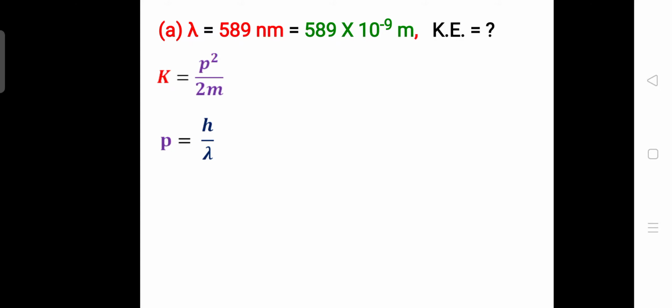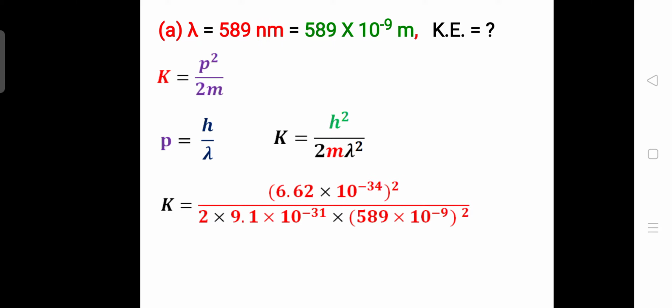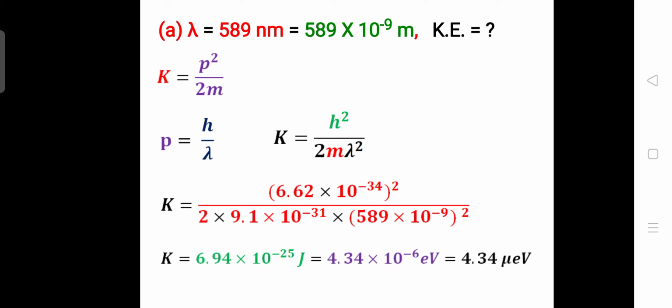We know that linear momentum P is equal to h upon lambda. Put the value of P in the above equation. So K is equal to h square upon 2m lambda square. Put the values of h, m and lambda and then solve. h is (6.62 into 10 raised to power minus 34) whole square upon 2 into mass of electron 9.1 into 10 raised to power minus 31 multiply lambda square. Put the value of lambda, then solve.